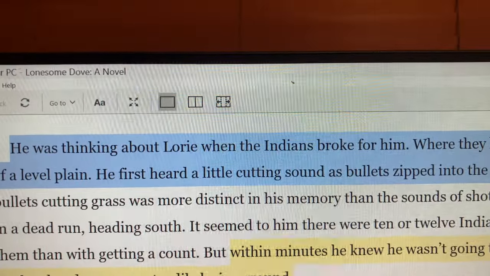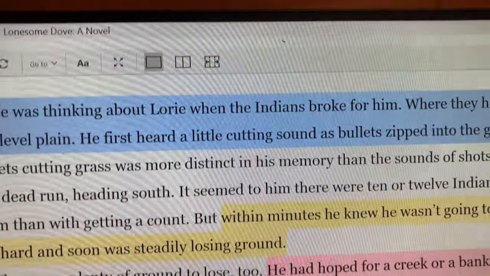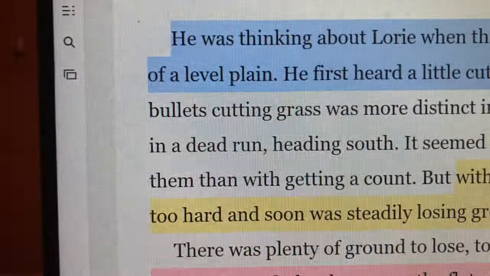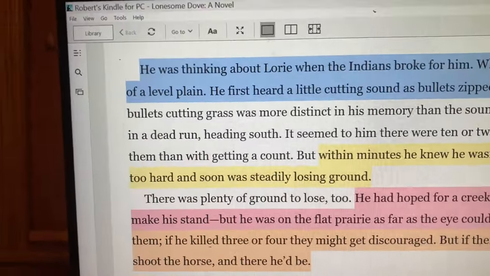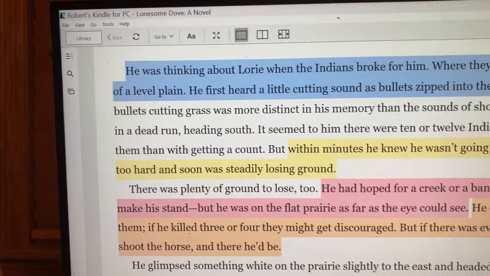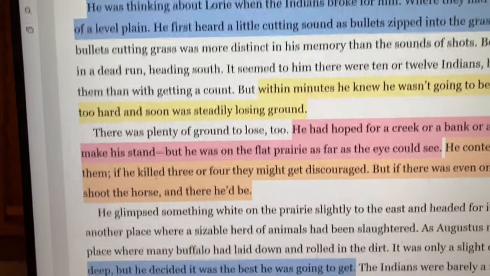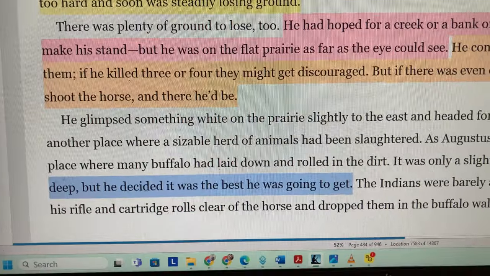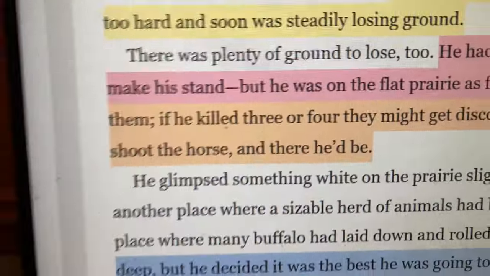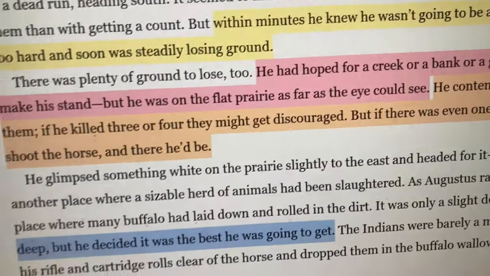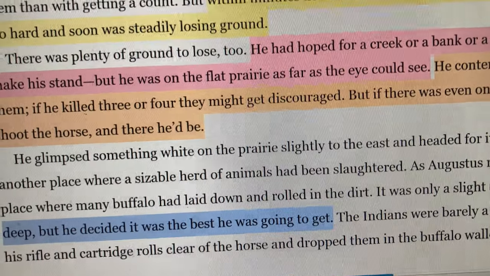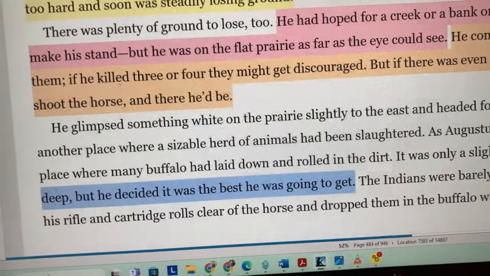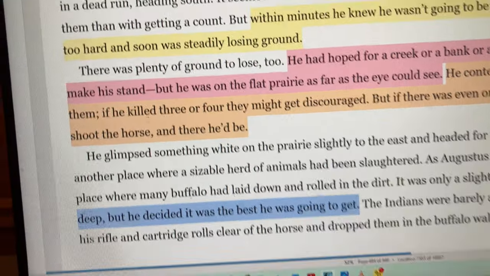Okay, motivation, the Indians broke for him. Reaction, he puts his horse in a dead run away from the Indians, heading south. They were north where he was going. Motivation, he glimpsed something white on the prairie. It's a buffalo wallow and there is a depression. So now he's made his decision.